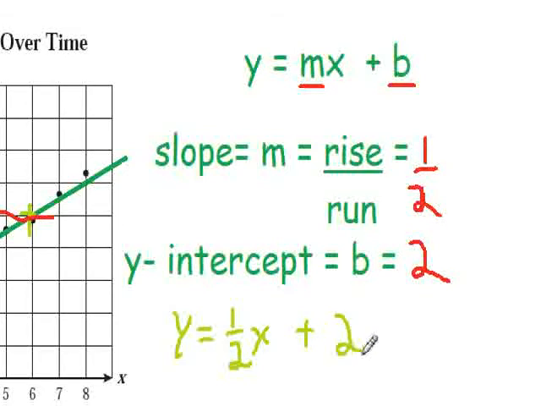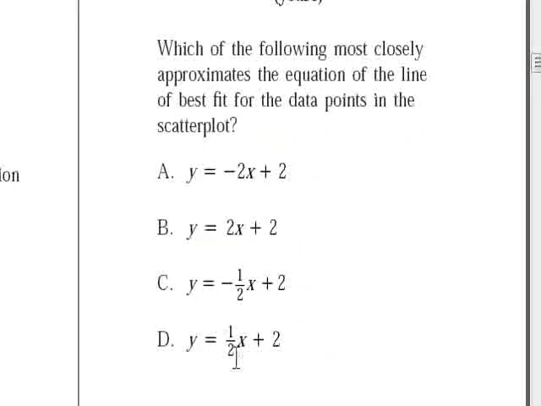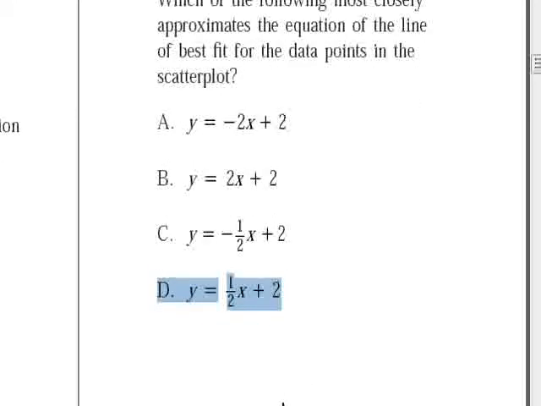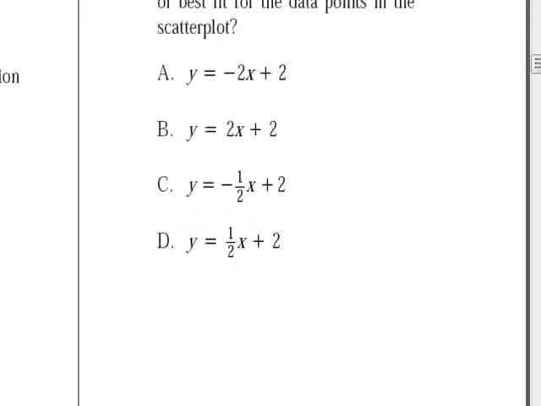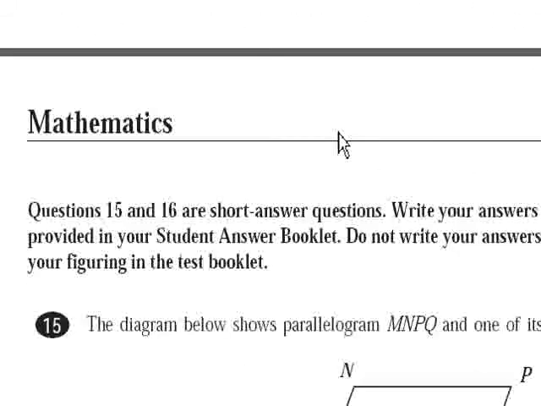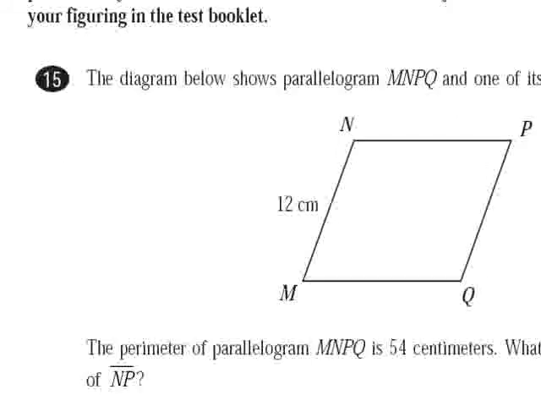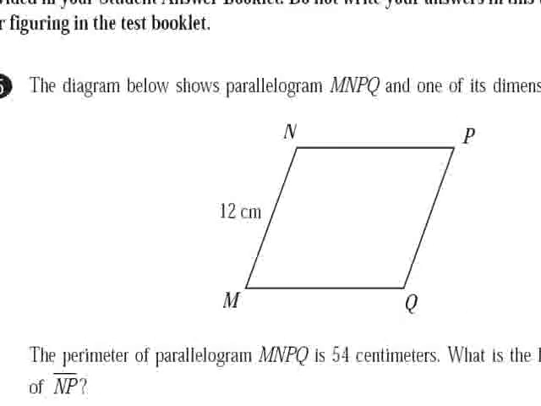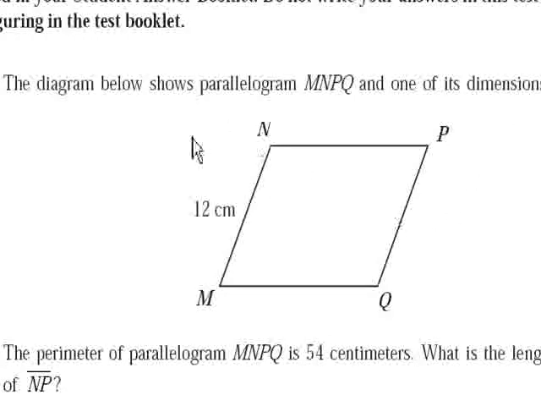Now when I plug that in, I'm going to do this in light green. When I plug that in, I should come up with y equals 1 over 2 times x plus 2. Let's see if that's an answer. Right there. That part. Our slope was 1/2. Our y-intercept was 2, so there you go. Next problem.